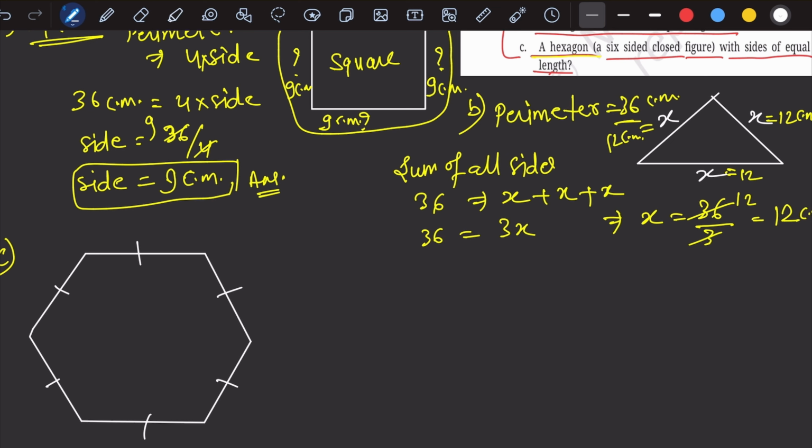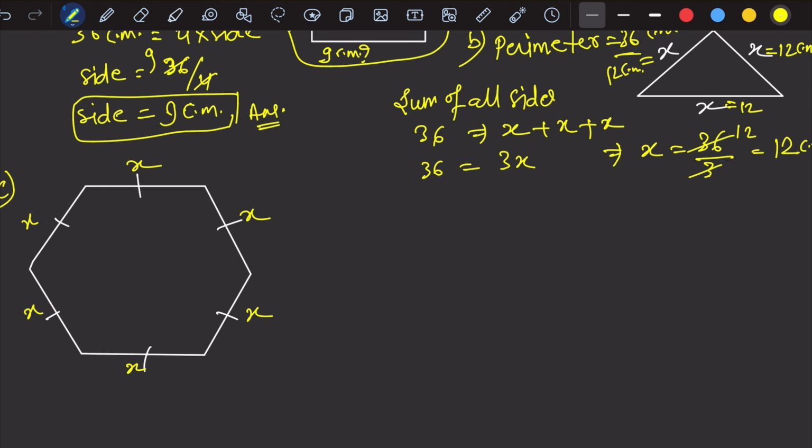The six sides are equal. So if this one is x, this will also be x, x, x, x, and x. We have to find the value of x. So what will be the perimeter? The sum of all the sides. We will sum all these sides together.